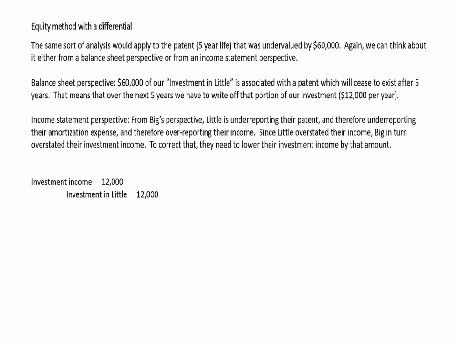Income statement perspective, again, from Big's perspective, Little is underreporting their patent, therefore they're underreporting their amortization expense, therefore they are overreporting their income. If Little overreports their income, Big in turn overstates their investment income. And so to correct that, we're going to go ahead and reduce investment income by $12,000 per year.